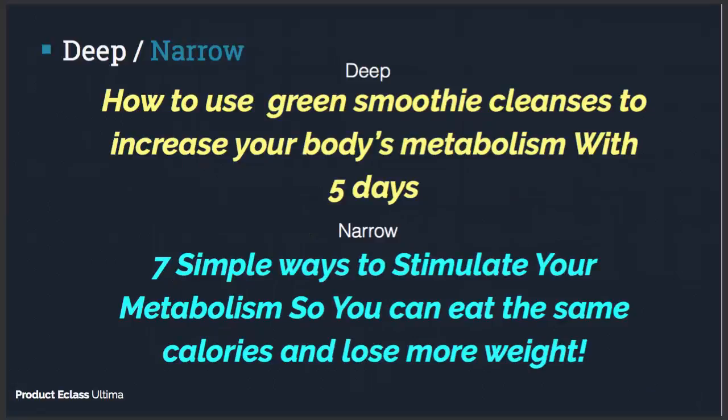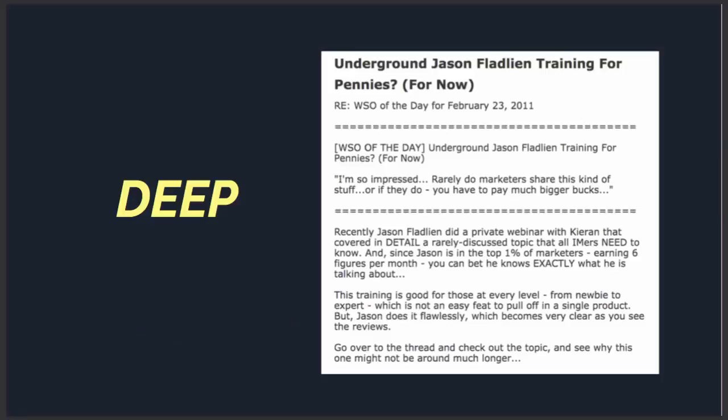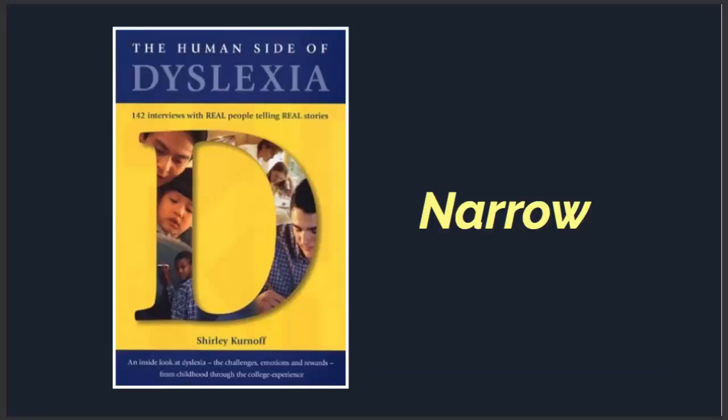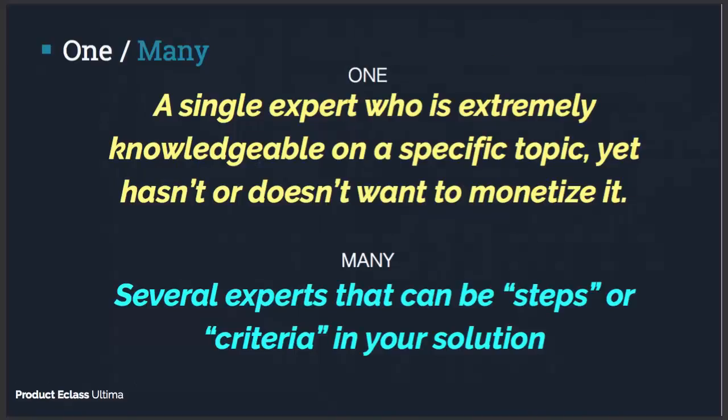I give specific examples, so smoothie deep versus smoothie narrow. One way is we get into a step-by-step process. The other way is we interview 7 different experts on 7 different ways. And then I give an actual example here of when Kieran interviewed me, and we went very deep on one specific subject. And then he turned around and sold that and made money. Here's an example of narrow, where there's lots of interviews with real people around dyslexia.